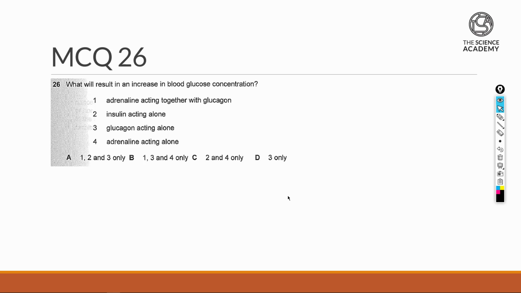MCQ 26 will shift the attention towards the chapter of hormones. So in this case here, we're trying to manipulate the biological conditions of blood glucose concentration. Three main hormones actually manipulate blood glucose concentration, starting off with insulin, glucagon, and to a small extent, adrenaline.